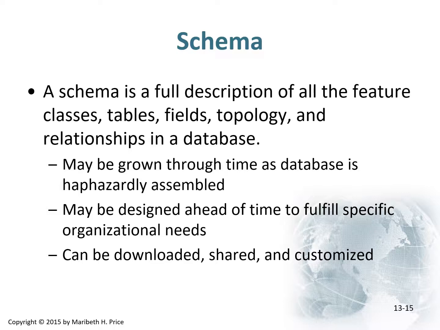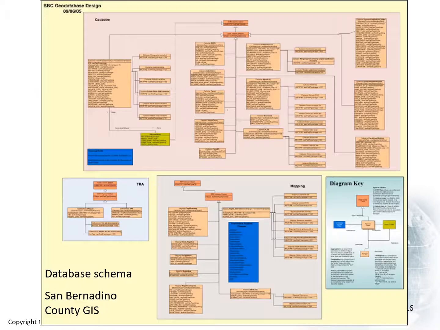A schema. A schema is a full description of all the features, classes, tables, fields, topology, and relationships in a database. They may be grown through time as databases are haphazardly assembled. They may be designed ahead of time to fulfill specific organizational needs. They can be downloaded, shared, or customized. Think of it as a plan or a table of contents for a geodatabase. In other words, what is this geodatabase for? What does it contain? That's what a schema is.